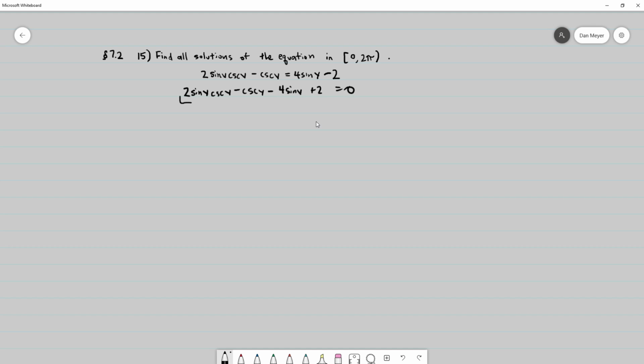In my first group, I can factor out a cosecant v. I've got cosecant v times 2 sine v minus 1. In my second group, I can factor out a negative 2. And I'm left with 2 sine v minus 1. So we can factor this by grouping. I didn't even consider that until just a second ago.